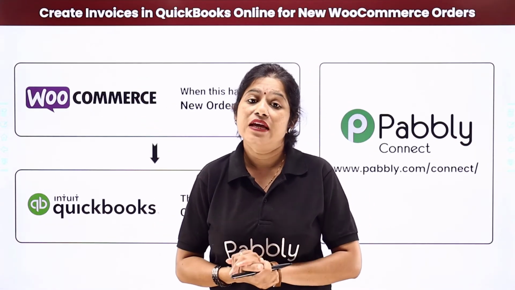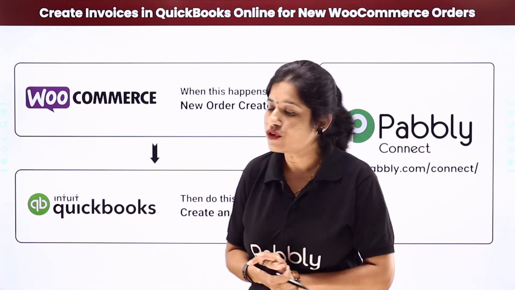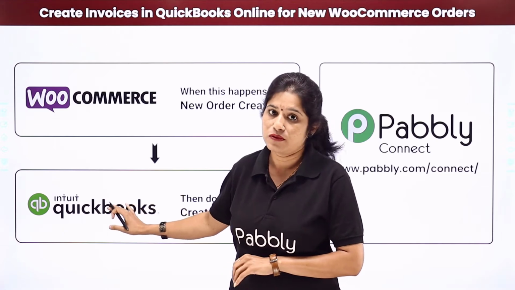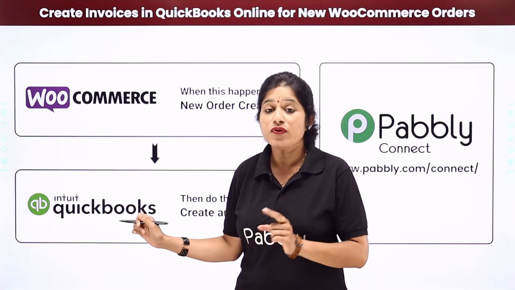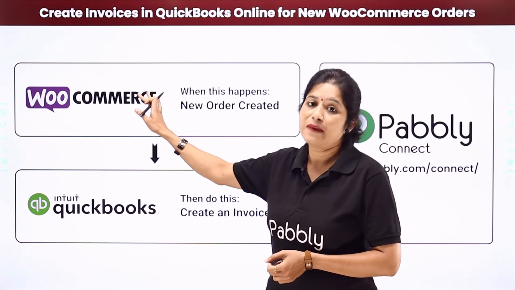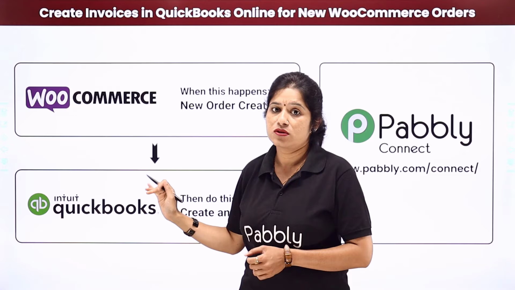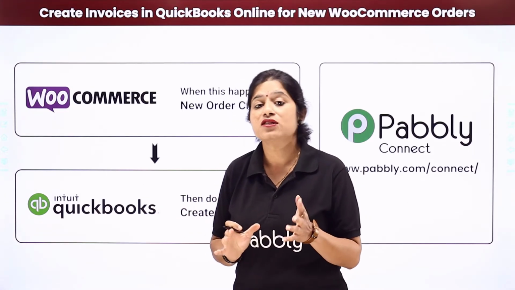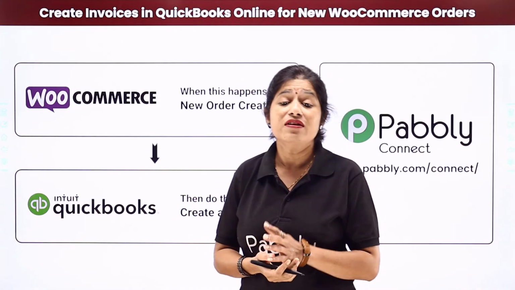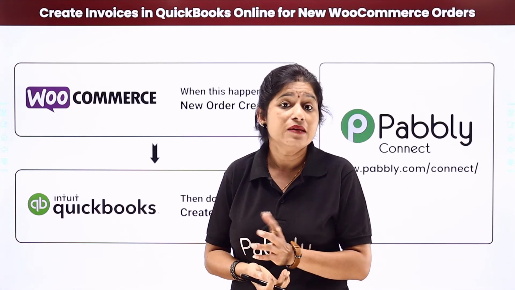Now you want that whenever you receive an order in your WooCommerce store, a new invoice should get generated into your QuickBooks account. Here you have two choices. First, do it manually. You have to take the order details from your WooCommerce platform. Then you have to manually create the invoices in your QuickBooks account. But this will be a time consuming and tiresome process, and it becomes even more difficult when you receive thousands of orders on a daily basis.